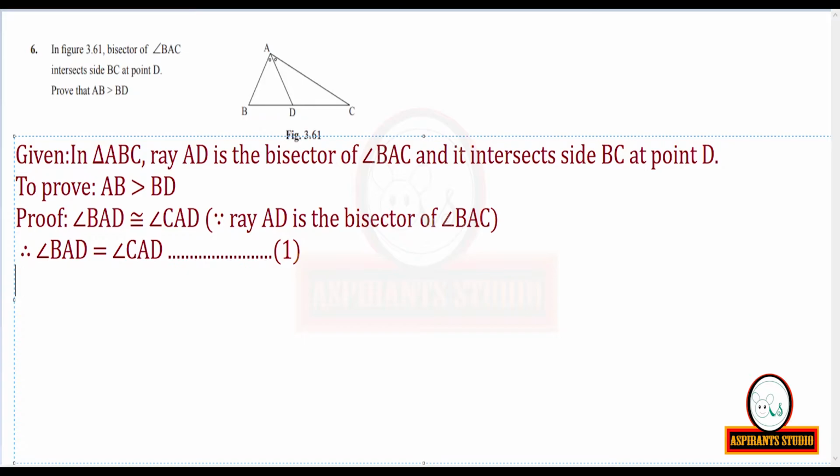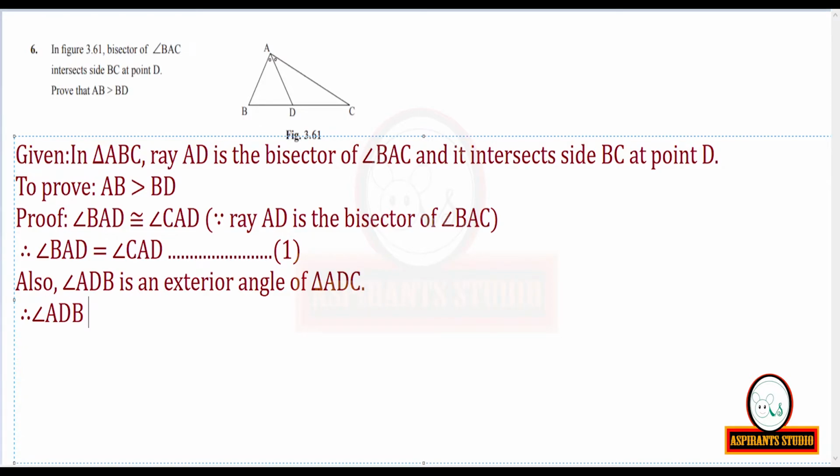Now look at triangle ADC in the figure. Side DC is extended backwards to B. So we get angle ADB to be the exterior angle of triangle ADC. According to the exterior angle theorem, an exterior angle of a triangle is greater than either of its remote interior angles. So now we have angle ADB, which is the exterior angle, to be greater than angle CAD. This is one of the remote interior angles. Take this to be equation number 2.